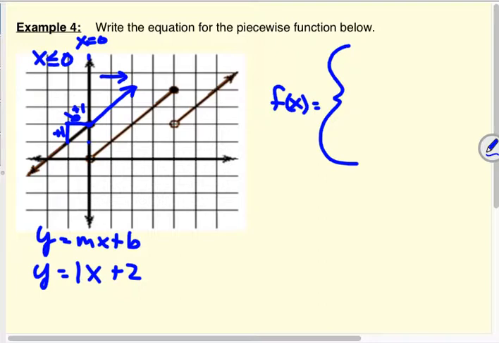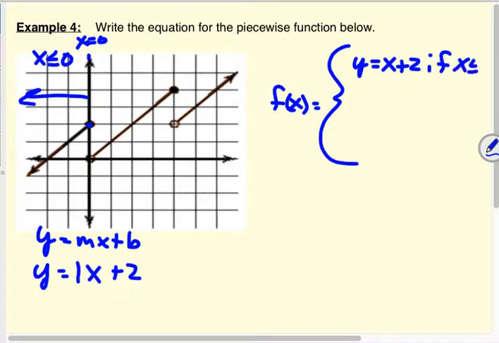So this first line here, I'm going to get rid of the part that is not part of that piecewise function, is y equals 1x, or x plus 2, if, and we want all the values going this way that are less than, and it's filled in, so less than or equal to 0. So my constraint would be x is less than or equal to 0.